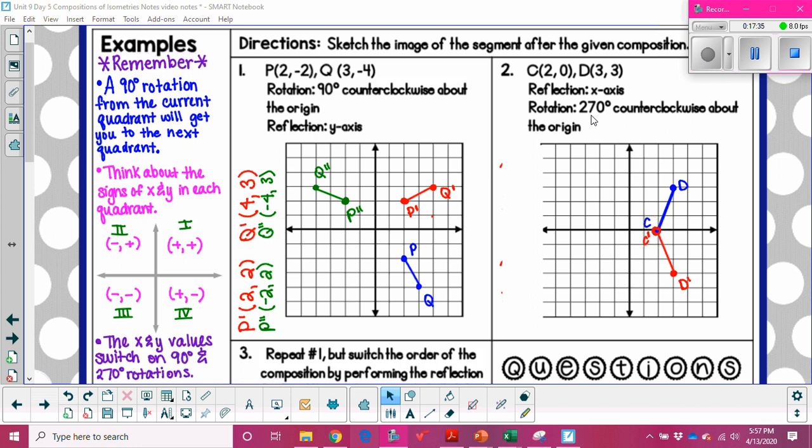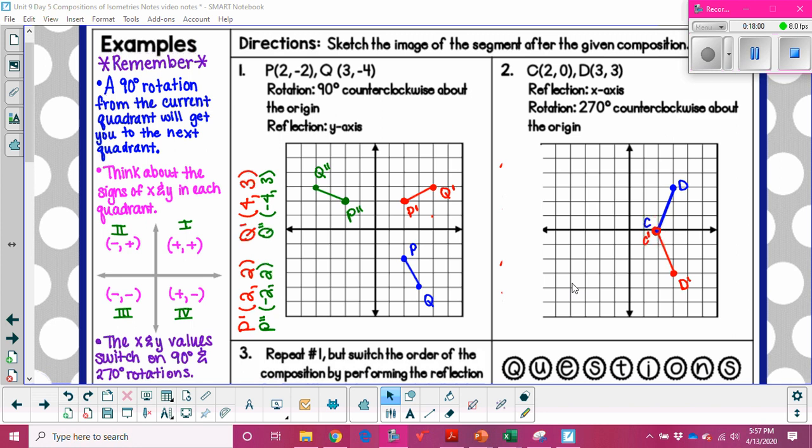How many 90 degrees is that? It's 3 of them, so you're moving 3 quadrants. You're in quadrant 4, so you're going to be moving 1, 2, 3. Oops, sorry, counterclockwise, my bad. Moving counterclockwise, you're going to be 1, 2, 3. You'll be in quadrant 3 down here.